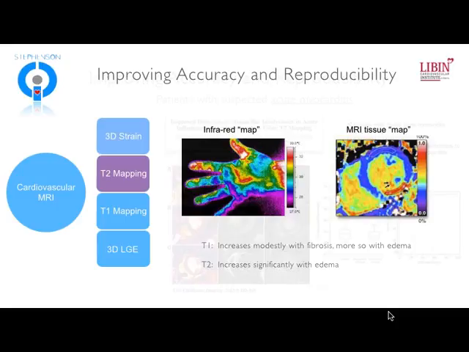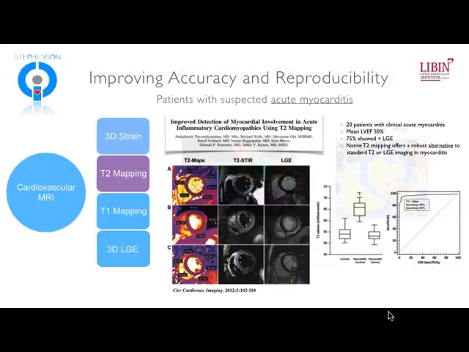We can try to track down injury to the myocardium by using a color scale that represents different changes in T1 or T2 signal. And this has been looked at in acute myocarditis, at least in a preliminary sense, because T1 increases modestly with fibrosis, but more so with edema, so it may be quite sensitive to acute inflammatory changes. And also T2 mapping inherently should change with edema as well. So it makes sense to investigate these techniques in acute myocarditis.